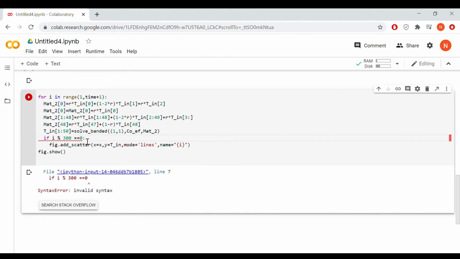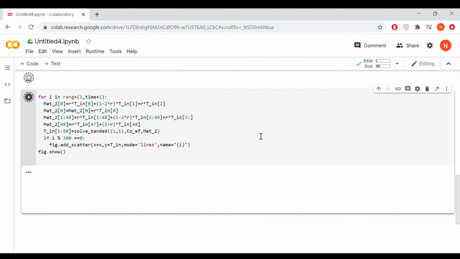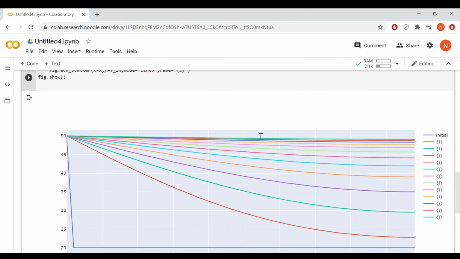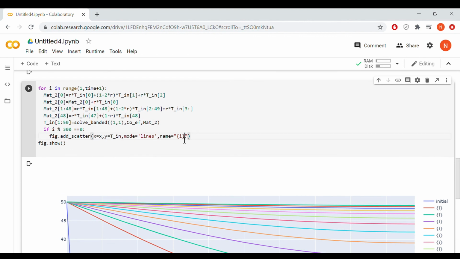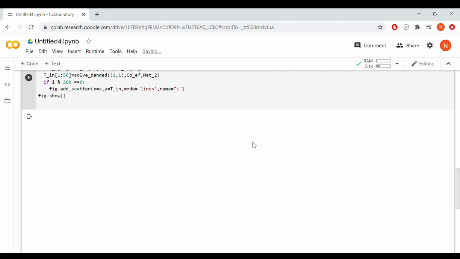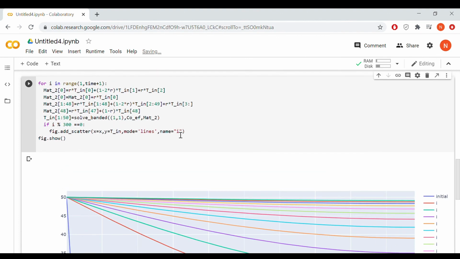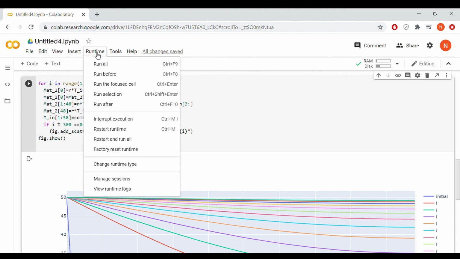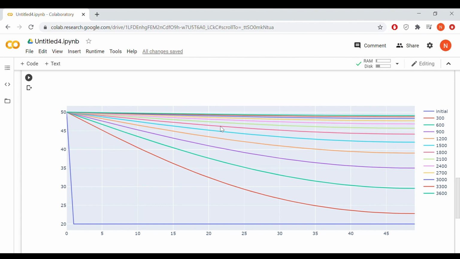This should have that there. That didn't turn out the way I wanted it to. We'll try this. And there you have it. Initial, 300 seconds, 600 seconds, 900. It goes all the way down to 3600 seconds.